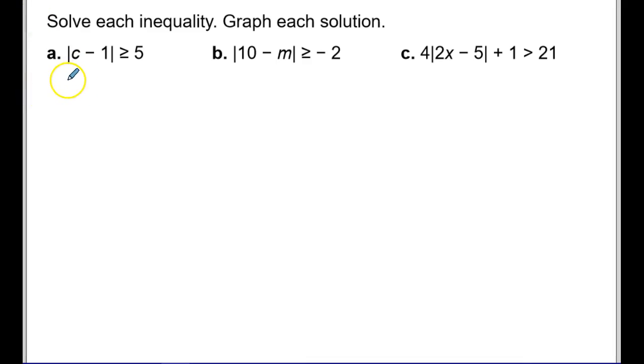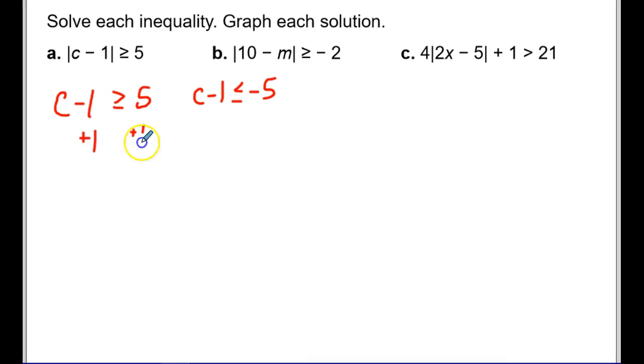So let's first look at this A. We're not going to work all three of these together. We're going to look at A and C together. So my first step is I write my first equation, so C minus 1 is greater than or equal to 5. And then I write my second equation, so C minus 1. I switch the direction of the sign, and I switch the sign for my constant. That's how I get my two equations.